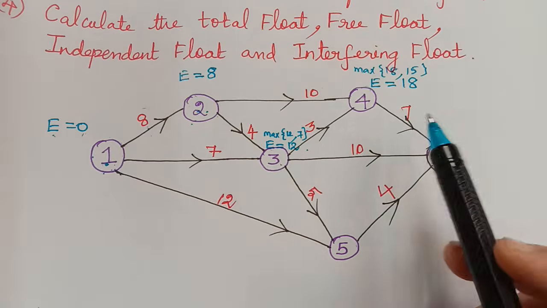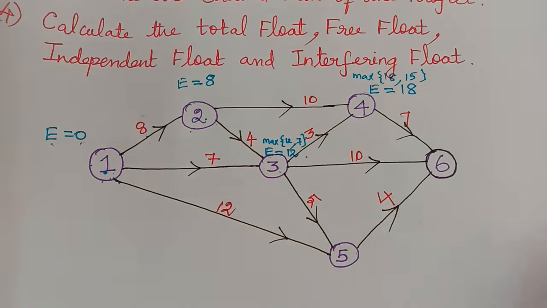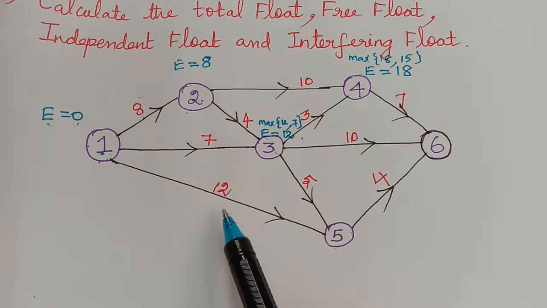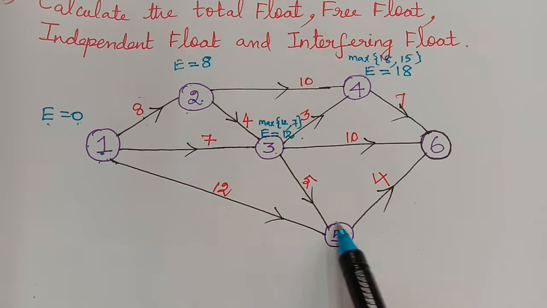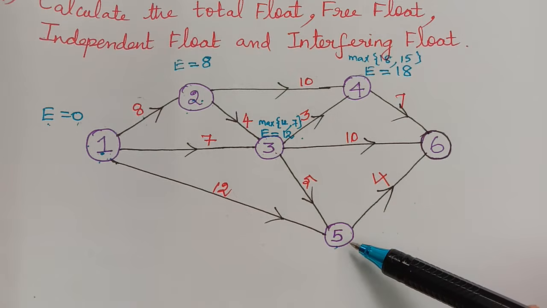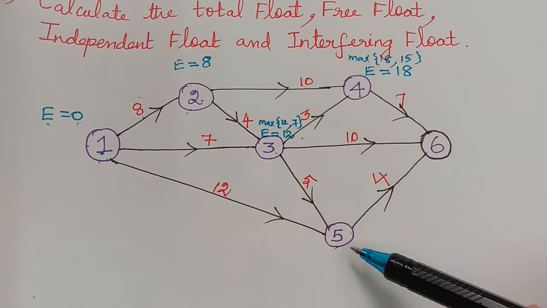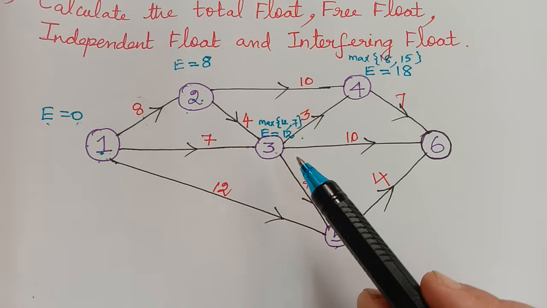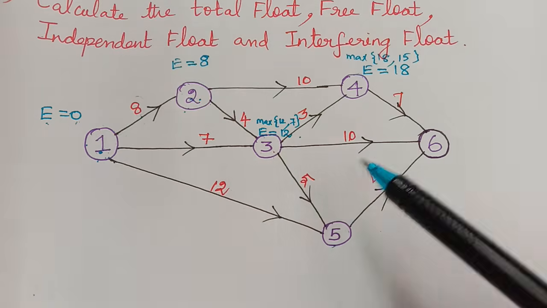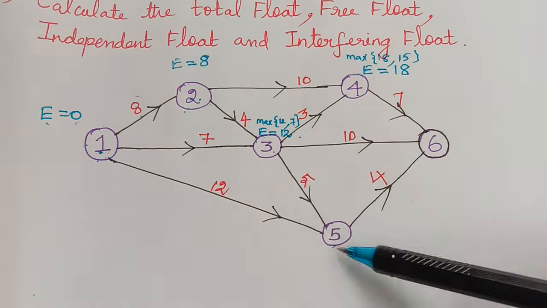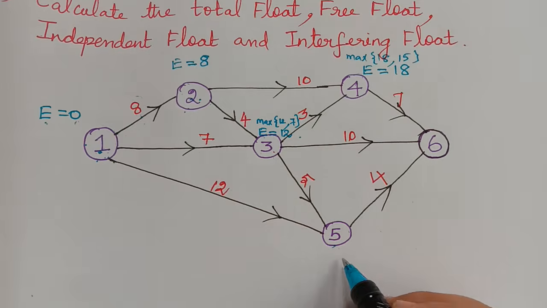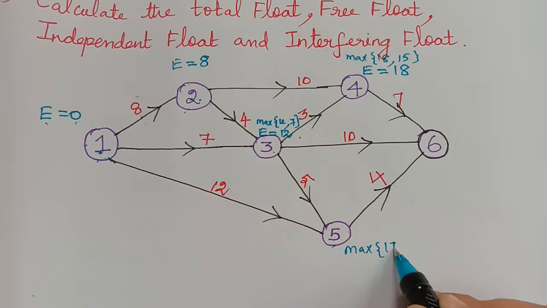Now after completing 4, we have to move on to the next event, which is 5. If you see, there are two activities for the event 5. That is, from 1 to 5 we have an activity, and 3 to 5 also we have an activity. In that case, we have to check. For 3, the value of E is 12. So 12 plus the duration for 3 to 5, which is 5. So 12 plus 5 is 17. So this will be maximum of 17, comma.